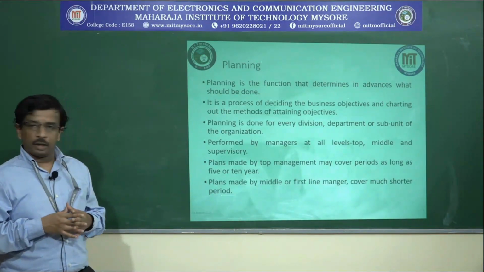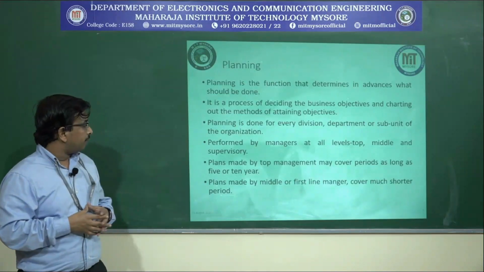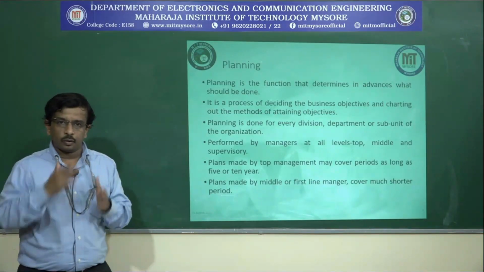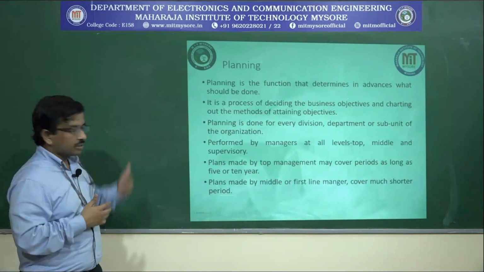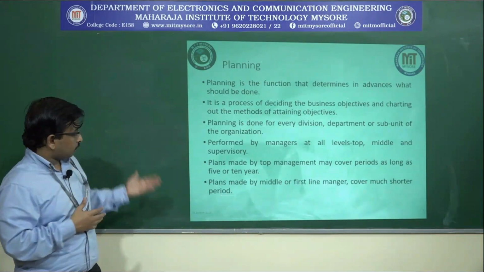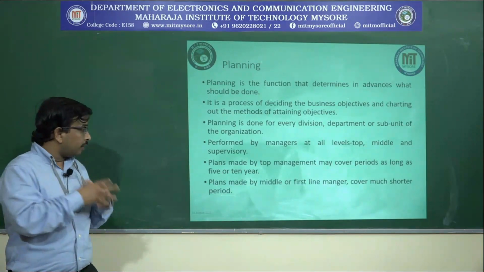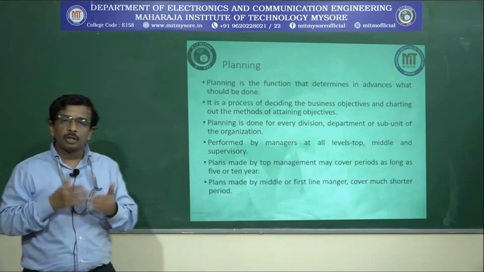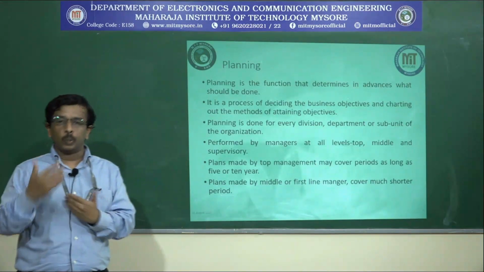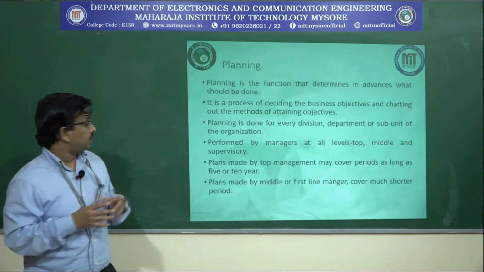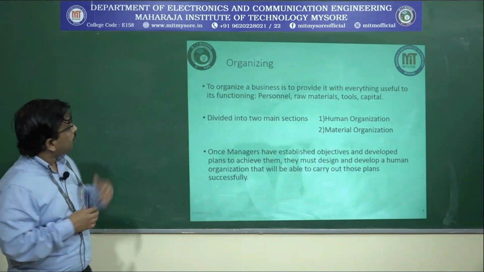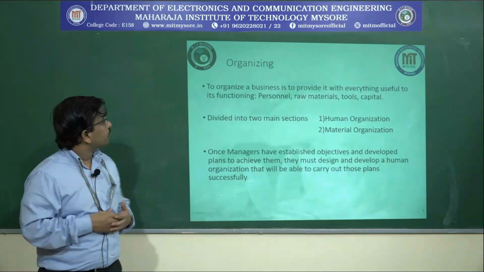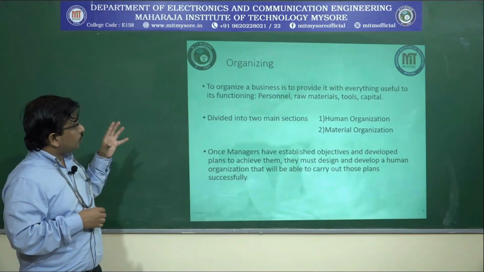Plans made by top management generally cover periods as long as 5 or 10 years. They are generally called long-term plans, or the managers are called long-term planners. First and middle line managers cover much shorter periods, say a day-to-day basis, weekly basis or monthly basis; those executive plans are done by the lower level management. What is organizing? Organizing is to organize a business.